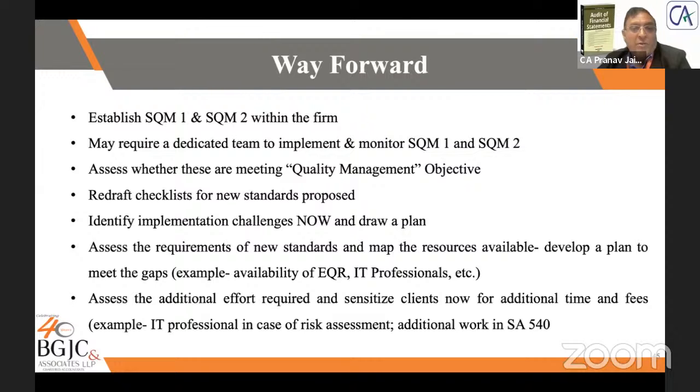The firms must assess the additional effort required and sensitize the clients now for the additional time and fees. For example, increased cost due to IT professionals in case of risk assessment. And if we look at the requirement of the proposed new SA 540 regarding accounting estimates, there has been a significant change in the documentation requirements of the new proposed standard. So a lot of additional time would also be required besides additional resources. This would definitely lead to a higher cost and should result in a higher fee. So we must, as practicing chartered accountants, ensure that we are appropriately remunerated.